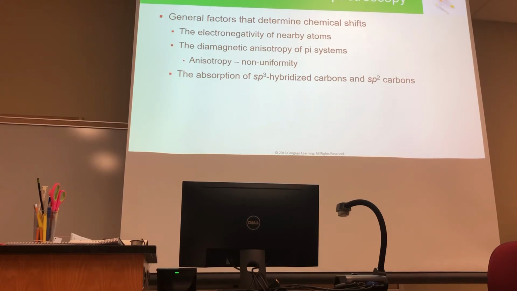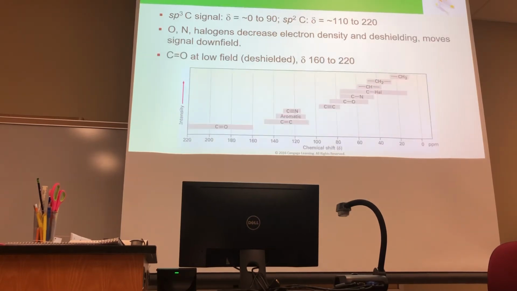Anisotropy of pi systems, in other words, non-uniformity, and the absorption of where sp3 is in comparison to sp2. So when we're looking at here, this is our sp3 and here's our sp2. If there are only hydrocarbons there, the sp3 will be more shielded than the sp2, if you're trying to figure out what goes where, okay?